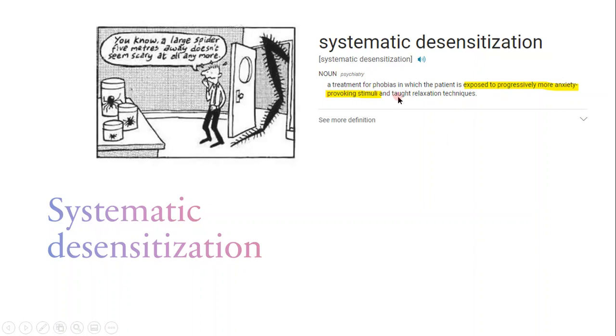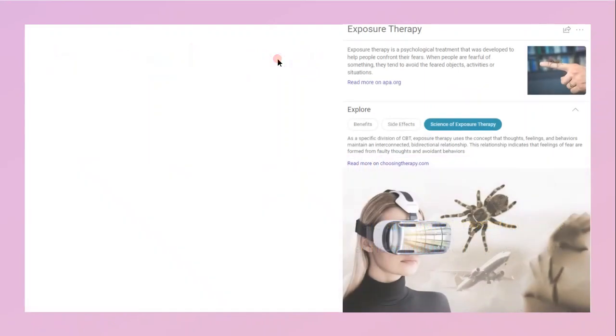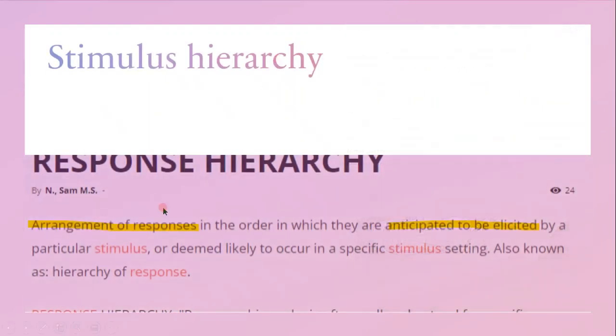So it's a treatment for phobias in which the patient is exposed to progressively more anxiety-provoking stimuli, along with relaxation techniques. So they just progressively get them larger and larger, probably not that large. Just in case you're wondering about spiders, they don't get that big. So stimulus hierarchy. It's written right there, actually. A stimulus hierarchy is an arrangement of responses in the order in which they are anticipated to be elicited by a particular stimulus or deemed likely to occur in a specific stimulus, also known as a hierarchy of response.